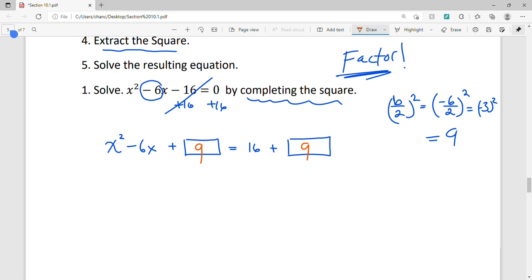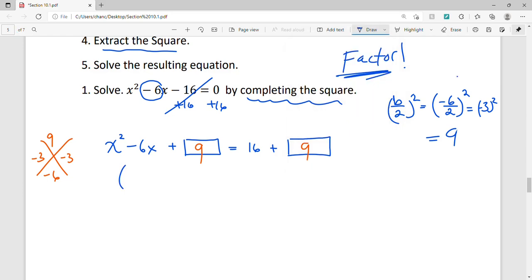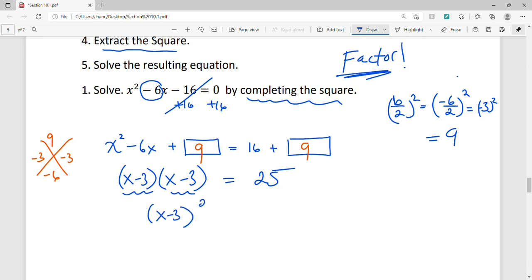On the left, we will be able to factor that. So let's use the diamond method. We have 9 and negative 6. The two numbers are negative 3 and negative 3. And so this factors as x minus 3 times x minus 3 equals, on the right we just get 25. Now what's another way to rewrite x minus 3 times another x minus 3? I could rewrite that as (x minus 3) squared equals 25.